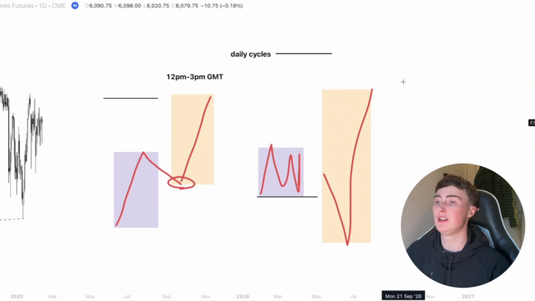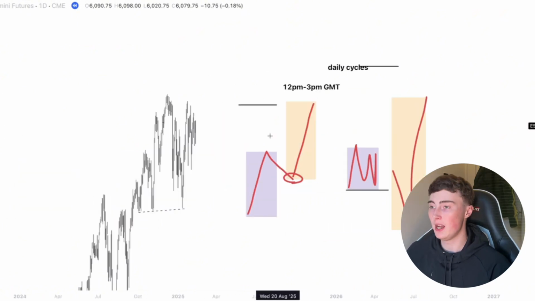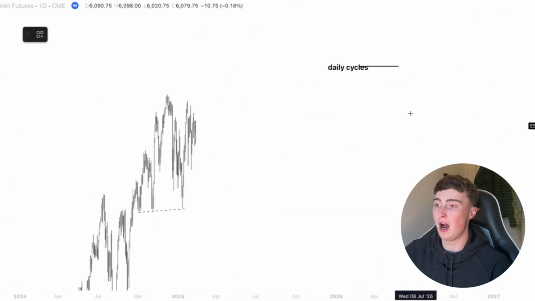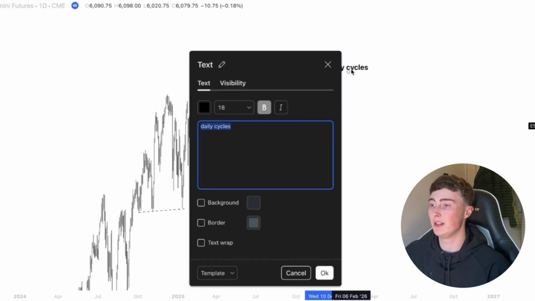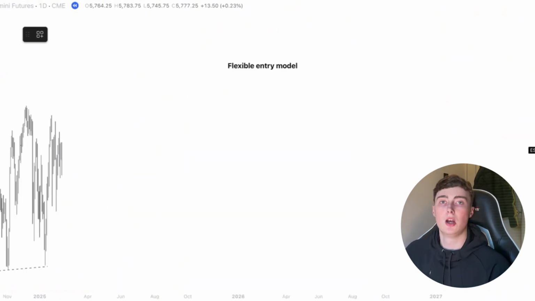So that's step 2. Look for one of these daily cycles. Now let's get into the final step before I actually go ahead and show you these trades that took place over the past 2 months. So let's get into the last step, which is my flexible entry model.